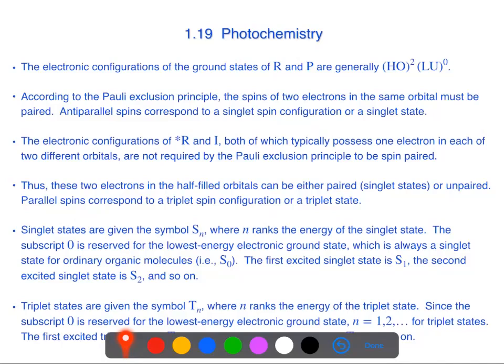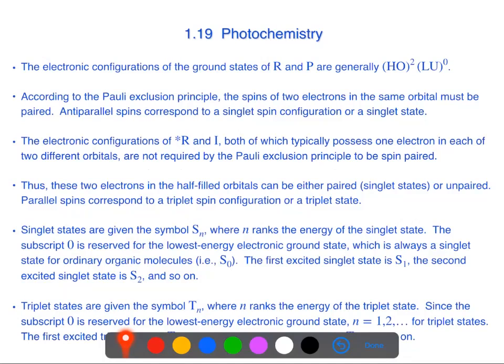Now, singlet states are often given the symbol uppercase S, lowercase n, where n ranks the energy of the singlet state, starting with S0. So the subscript 0, this is reserved for the lowest energy electronic ground state, which is always a singlet state for ordinary organic molecules. So we refer to this lowest energy electronic state as the S0 or S0. The first excited singlet state is S1, the second excited state is S2, and it continues onwards.